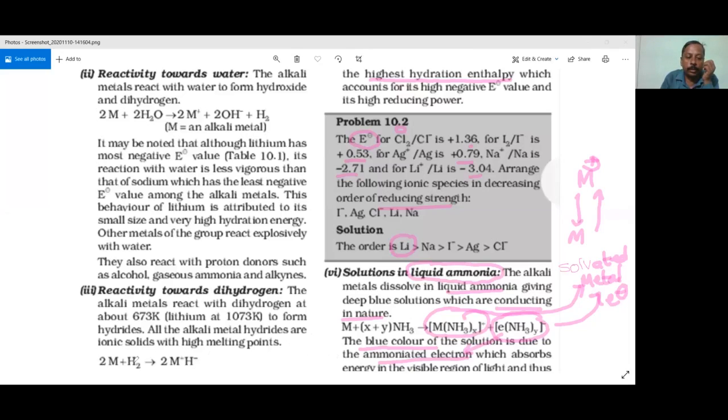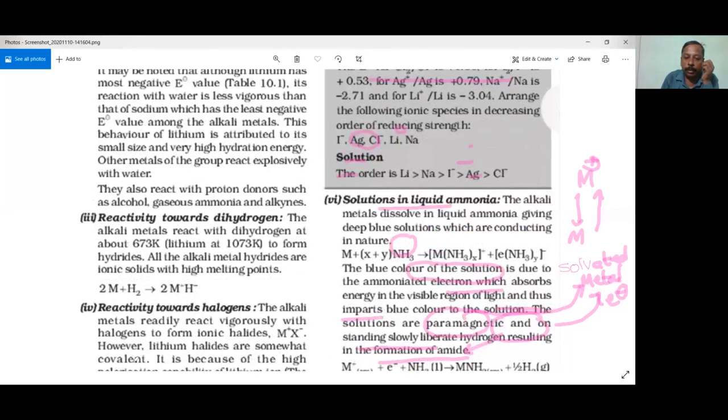Now let's see the next line of this paragraph. Before that, let me clear. Now next, see here. Solutions in liquid ammonia, blue color is due to what? I think it is now clear.